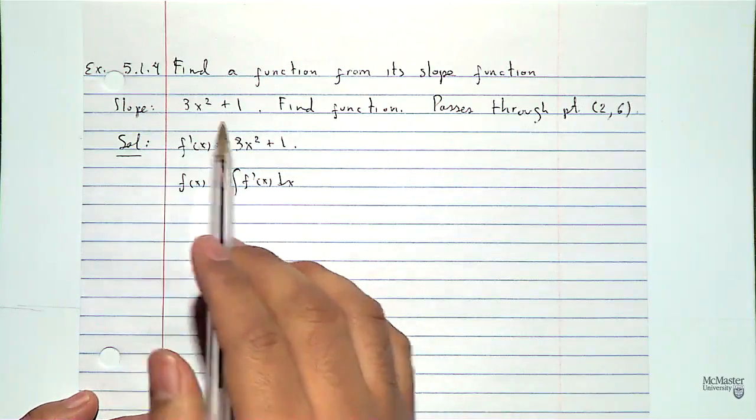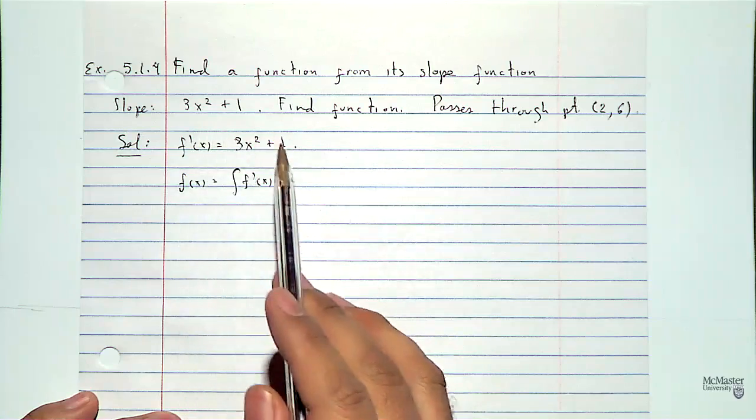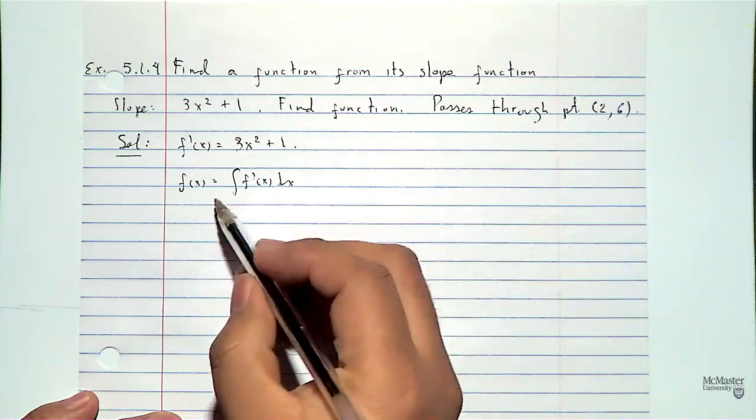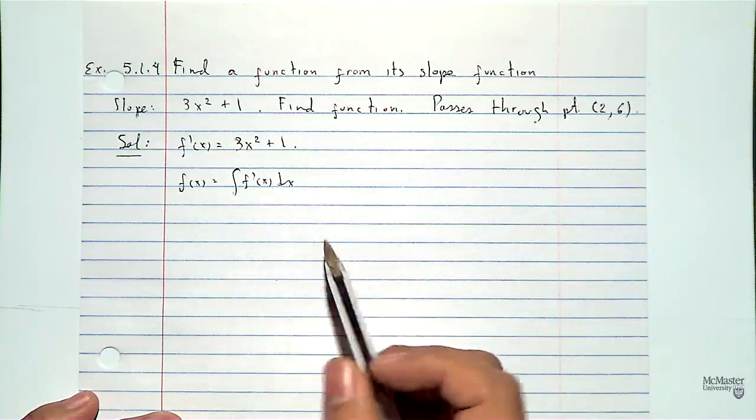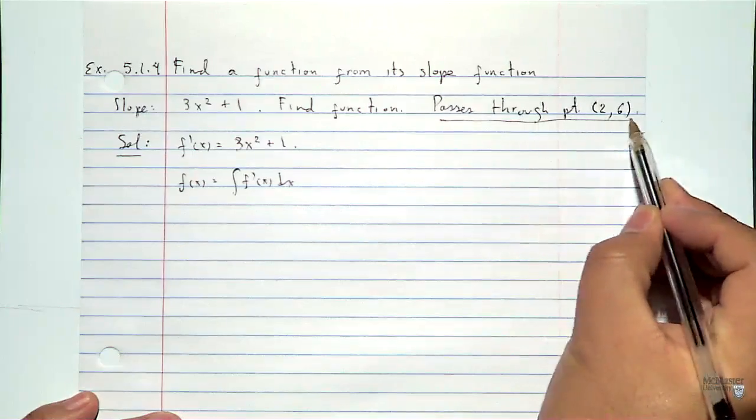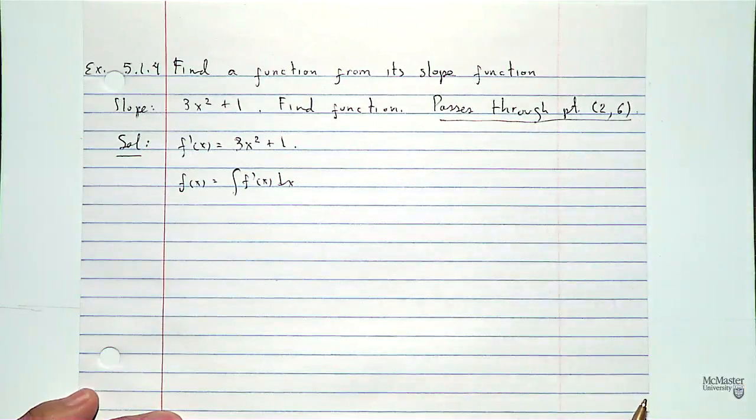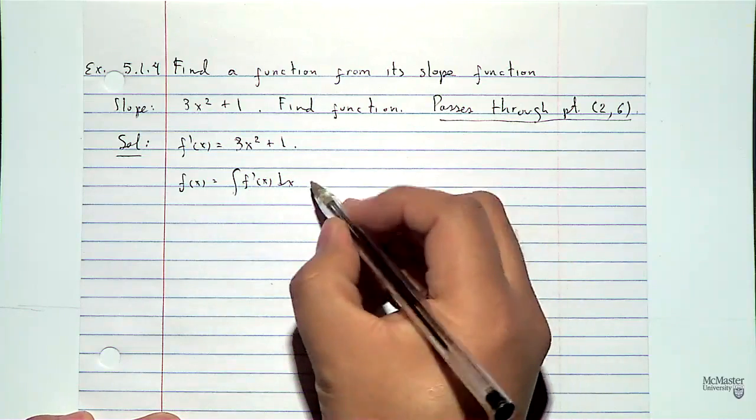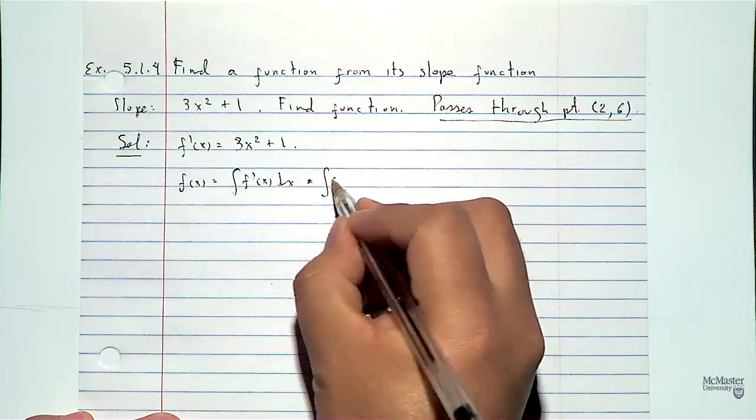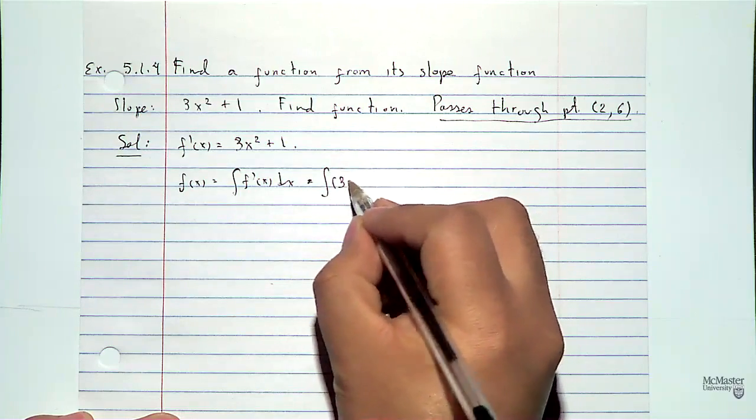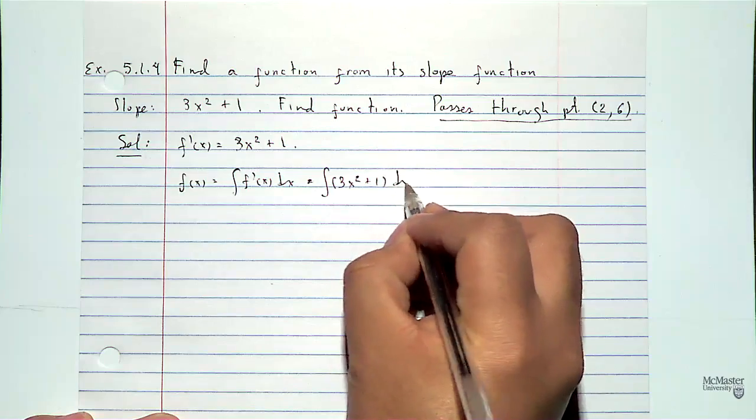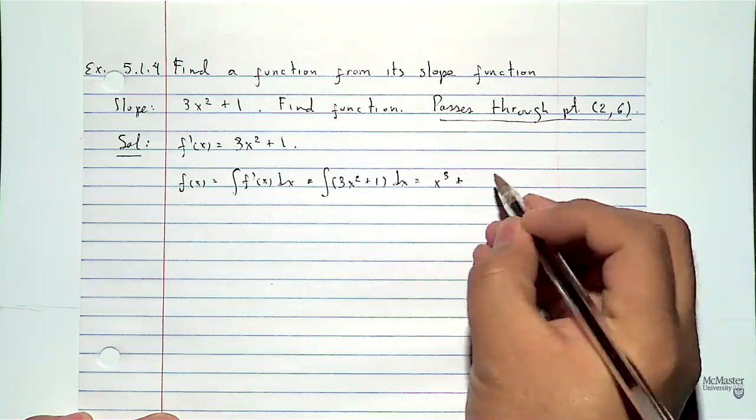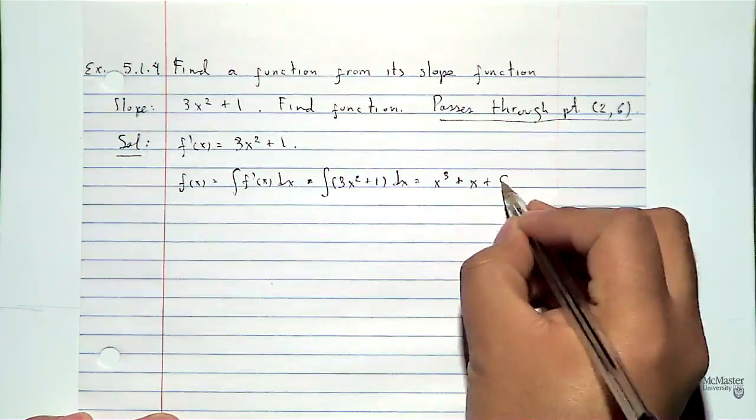So, we are given the slope, which is 3x squared plus 1. By this point, we know that the function is obtained by integration, and we also have this info, which is that the function passes through the point (2, 6). So first we have to perform the integration that we did last time. This would be the integral of the slope function, which is the integral of 3x squared plus 1 dx, which is easy to integrate. Then you have x cubed plus x plus a constant.